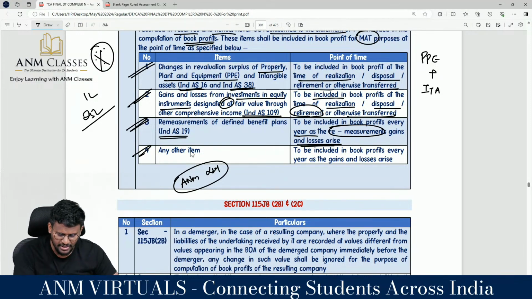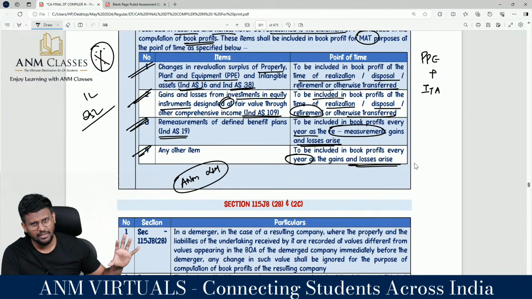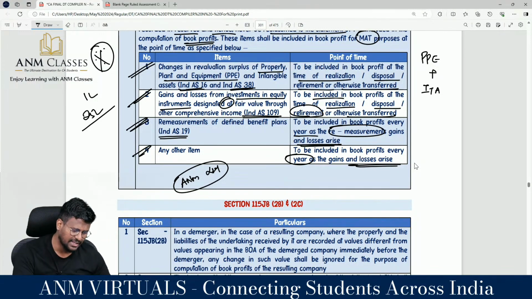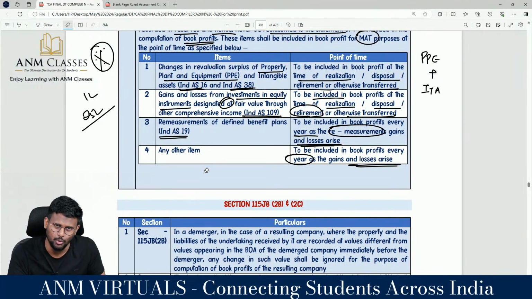Other than the 3 items, any other item to be included in book profit every year as a gain and loss arises. Other than these 3 items, sir, every year you have to make that adjustment. So 4 things are there. If you understand these 4 things, you are done with Ind AS MAT, is my opinion.